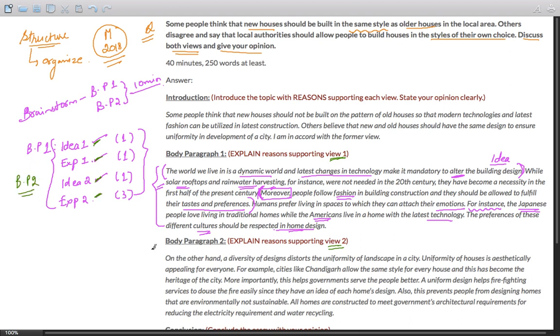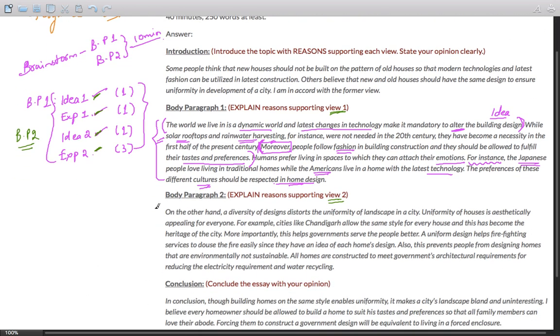Now let us switch the sides. That should be done using a connecting device, on the other hand. That basically helps you smoothly transition from one view to the opposite view. The opposite view is that there should be uniformity in homes. All homes should be constructed in the same style. So, on the other hand, a diversity of designs distorts the uniformity of landscape in a city.